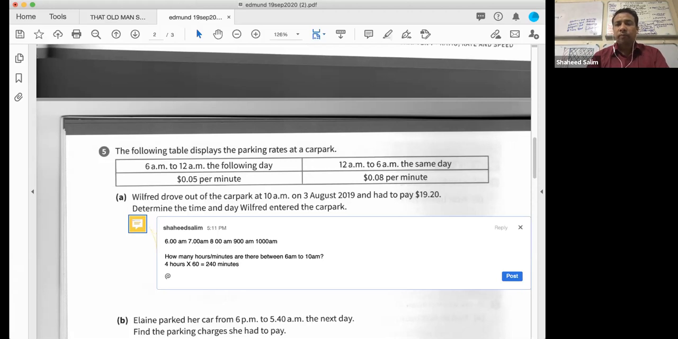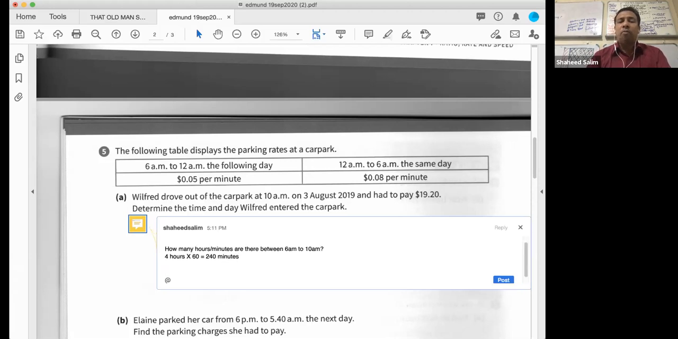Okay? Now, 240 minutes, now they say 1 minute is 5 cents. So 240 minutes costs how much? What do we times by? Then the rate is given here. 1 minute is 5 cents. So we times by 0.05. This is 5 cents in using the dollar. How much is this? Can you check? 240 minutes times 5 cents. How much you get?